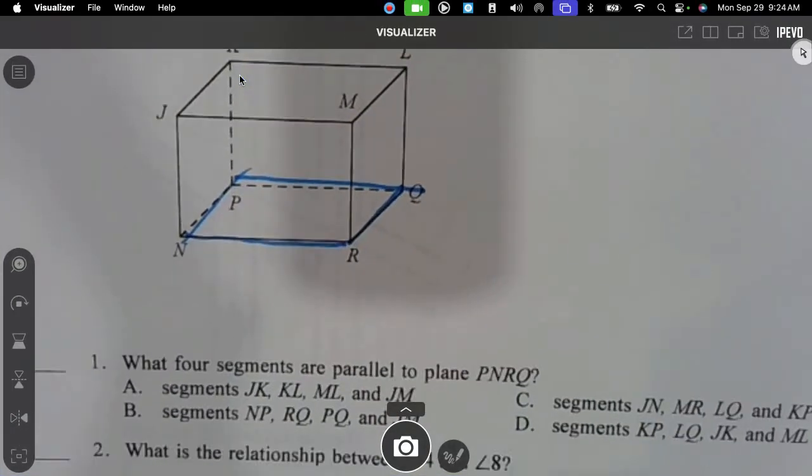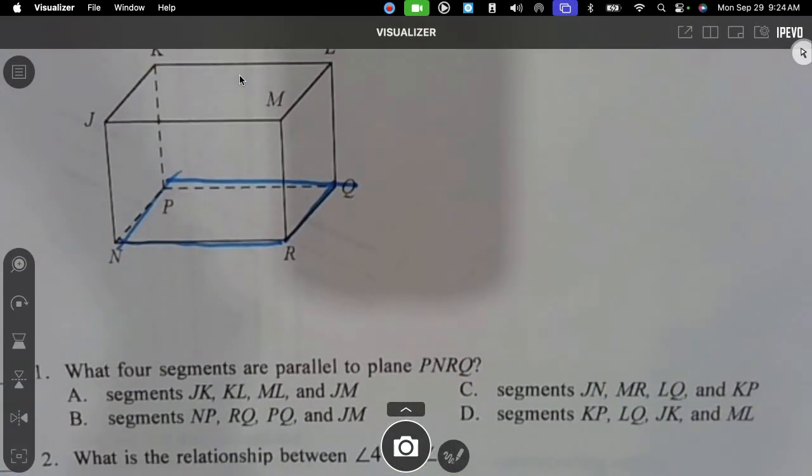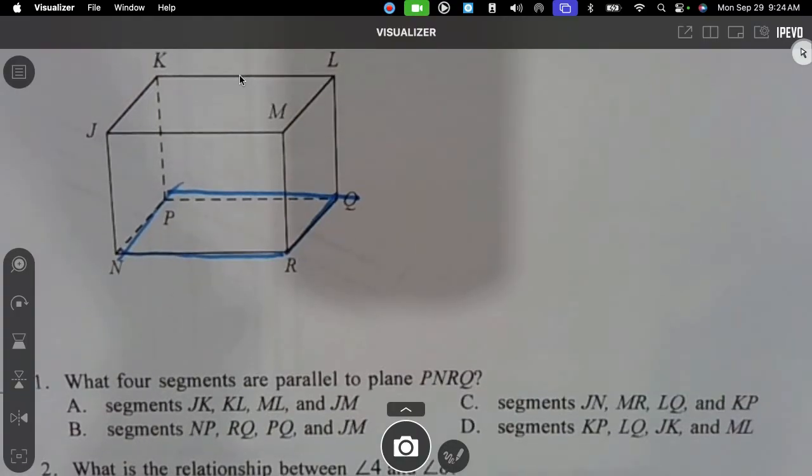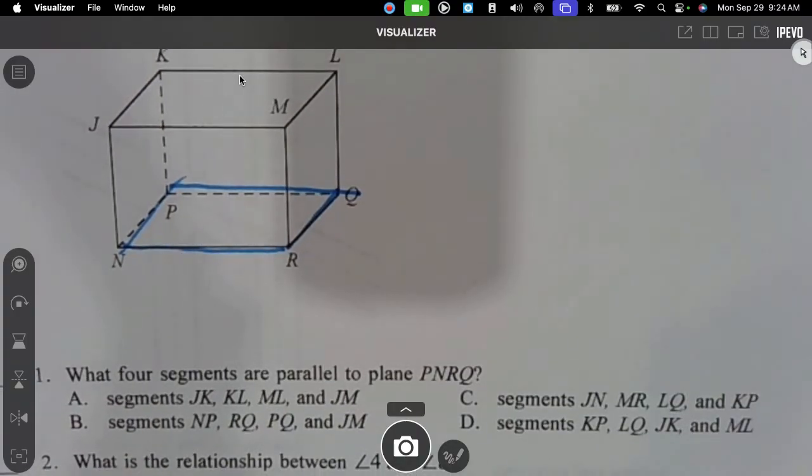Right, on number 1, it says, what segments are parallel to PNRQ? So if you notice, I drew on PNRQ. Does everybody see that? Yes. To help me know what plane I am talking about. So now, what are the segments that are parallel? The 4 segments that won't touch it. What are they?